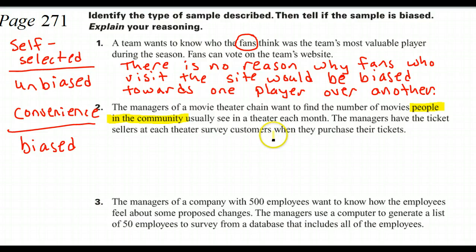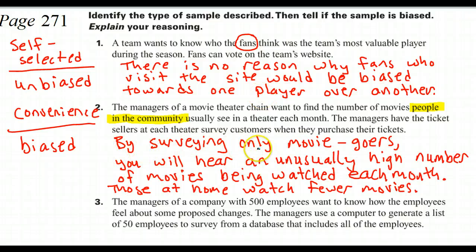So if you only survey moviegoers, you're going to get an unusually high number of movies that people say they watch, because you're not surveying the couch potatoes, people sitting at home who are not watching any movies at all. So I'm just going to write that up. I said, by surveying only moviegoers, you will hear an unusually high number of movies being watched each month. Those at home watch fewer movies.